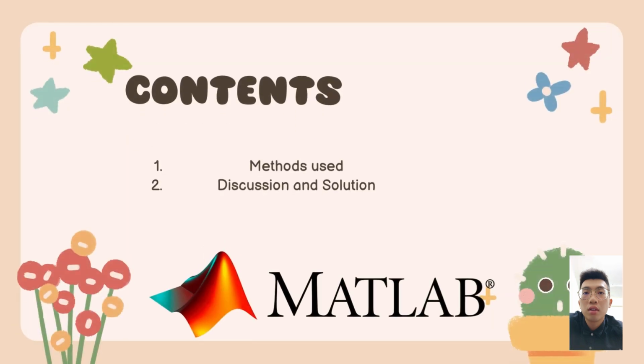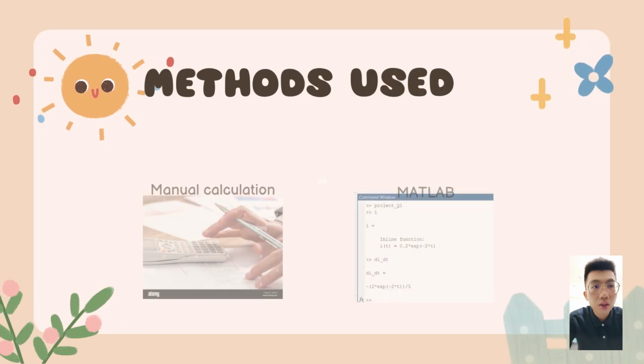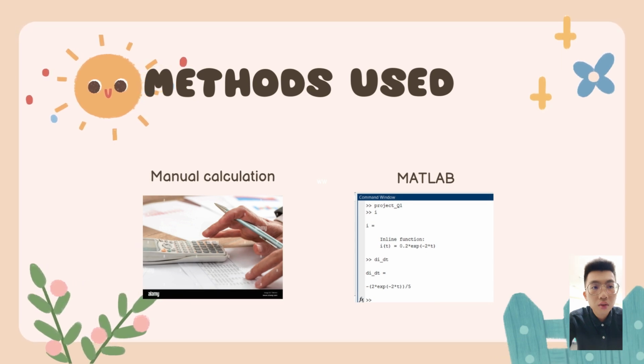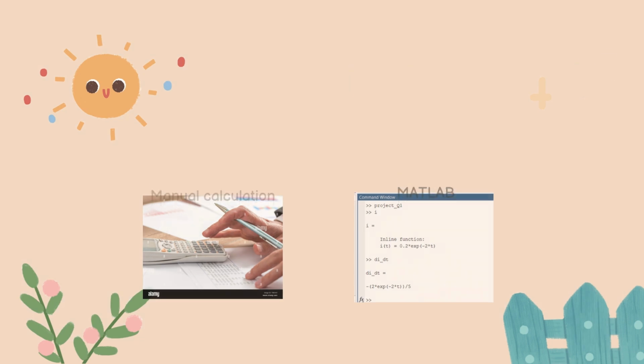This is our project contents. There are two: first is methods used, and the second is discussions and solution. We use two methods to complete the project. First is manual calculations, and second is MATLAB.